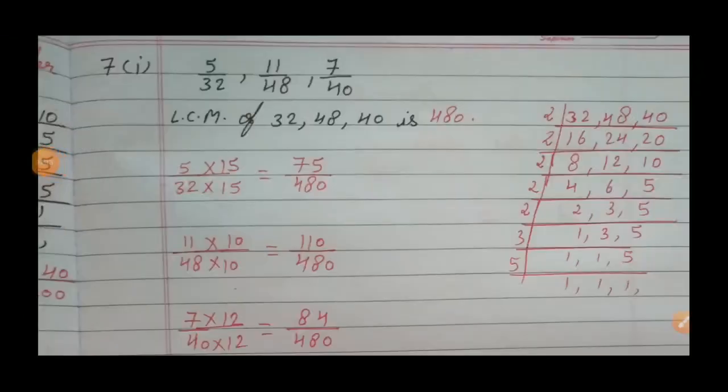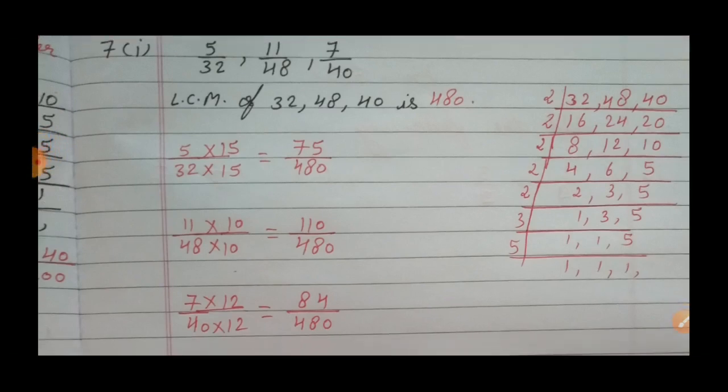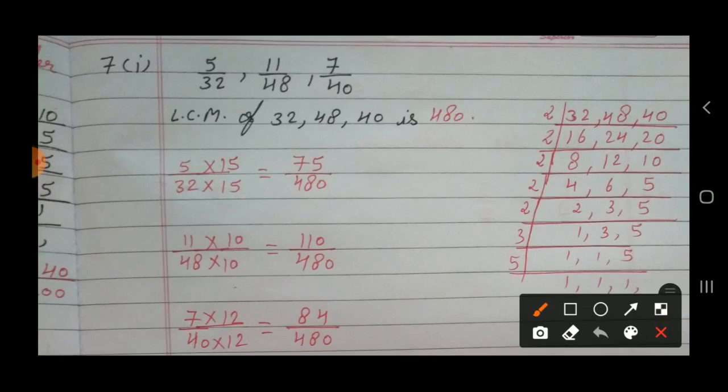Now come to the 7. We have to write each of the following groups of fractions in descending order. First we have to make the same denominator. For this we will find the LCM of the denominators. We have to find the LCM of 32, 48 and 40, that is 480. Here this is the process.